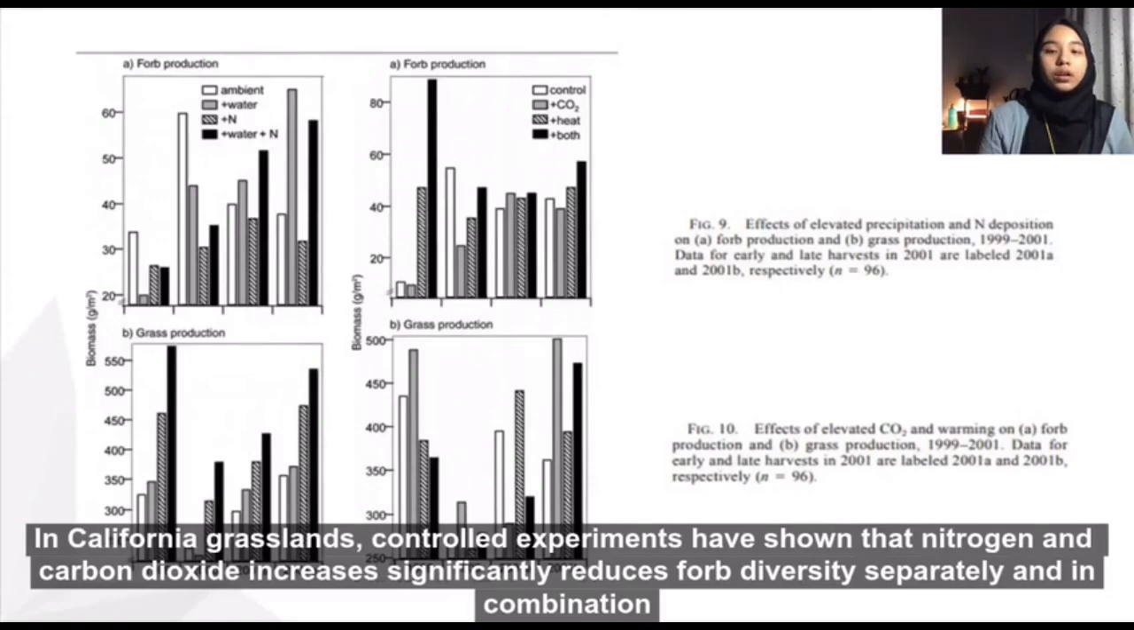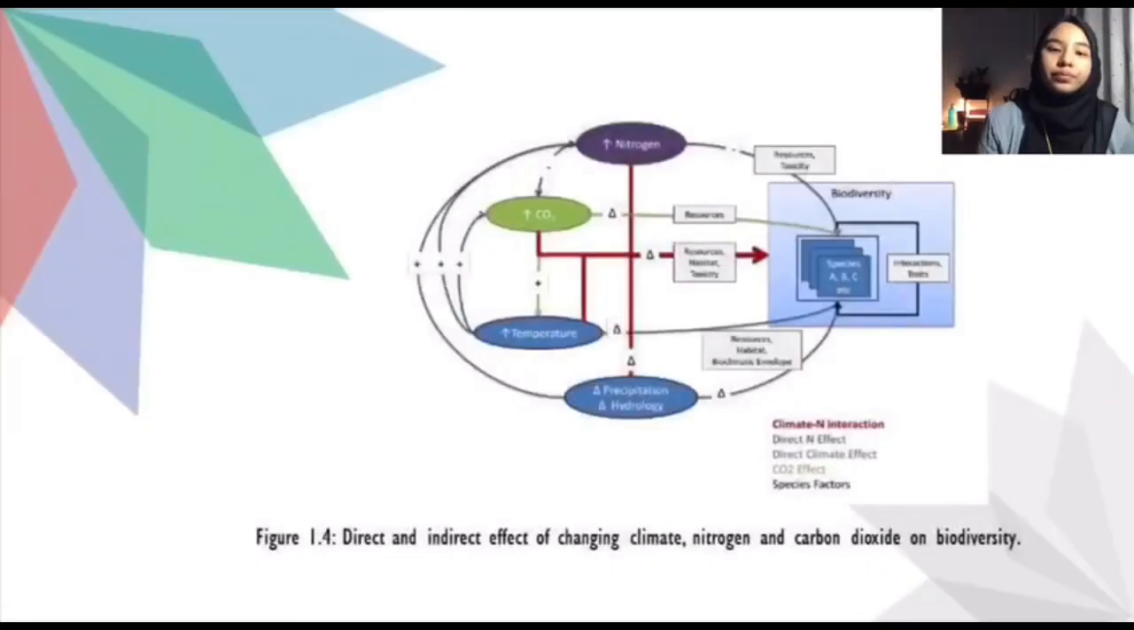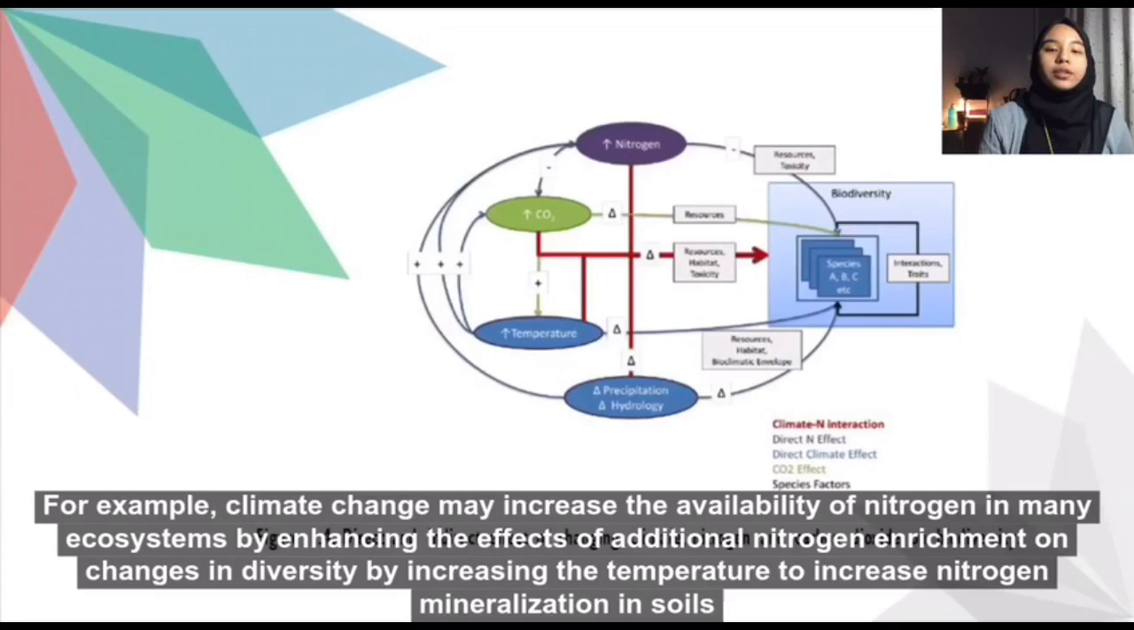In California grasslands, controlled experiments have shown that nitrogen and carbon dioxide increases significantly reduce forb diversity separately and in combination. For example, climate change may increase the availability of nitrogen in many ecosystems by enhancing the effect of additional nitrogen enrichment on changes in diversity, by increasing the temperature to increase nitrogen mineralization in soils.